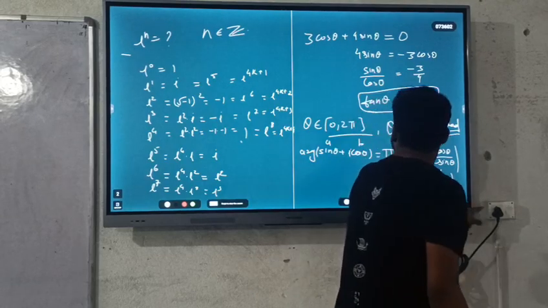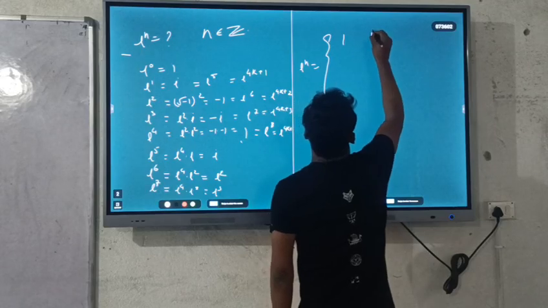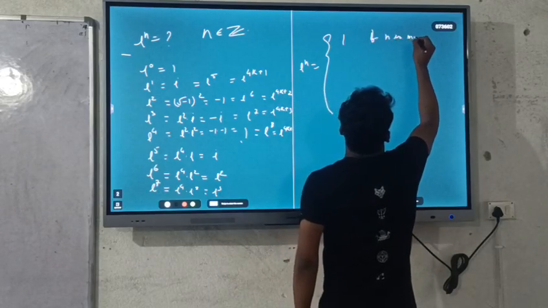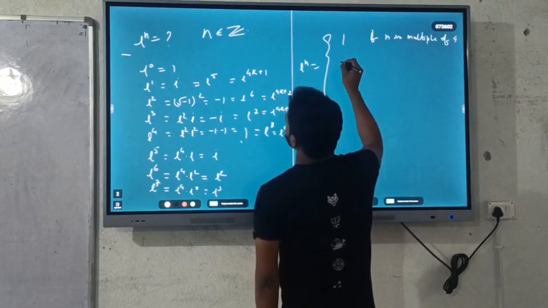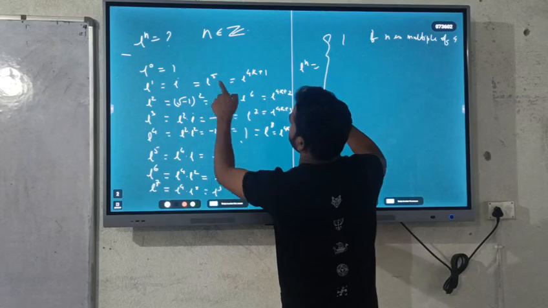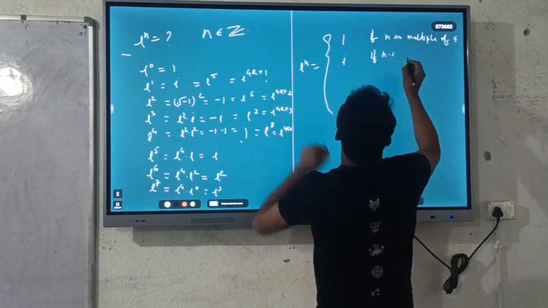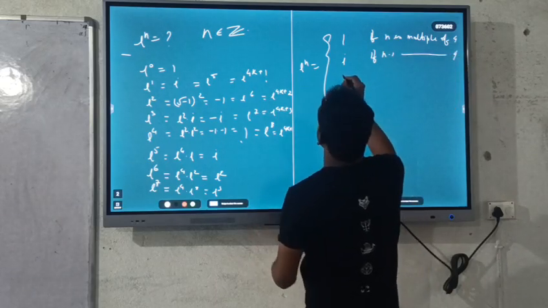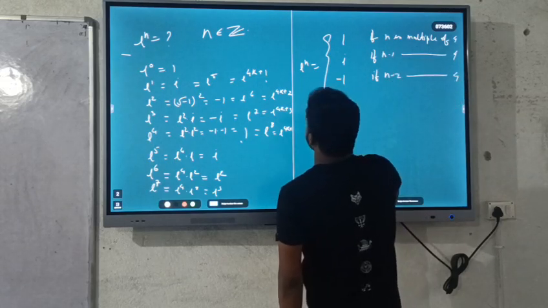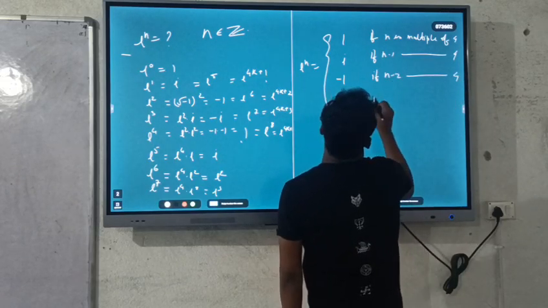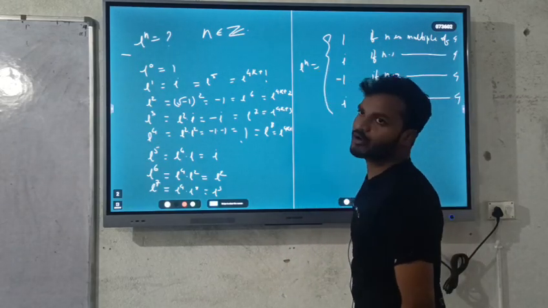So if you want to summarize this, we can write i to the power n is equal to 1 if n is a multiple of 4. It gets the value minus i if n minus 1 is a multiple of 4. We get the value minus 1 if n minus 2 is a multiple of 4, and we get the value i if n minus 3 is a multiple of 4. That is the integral power of i.